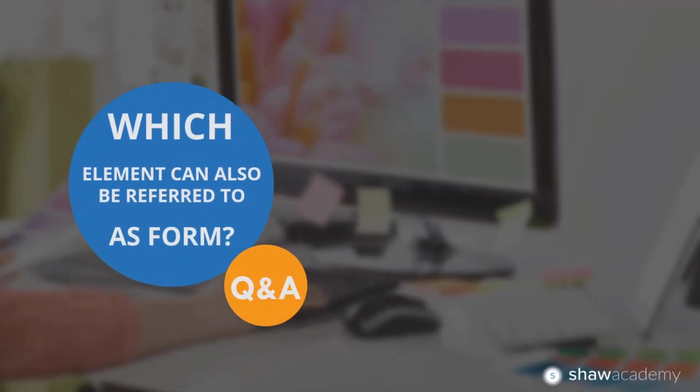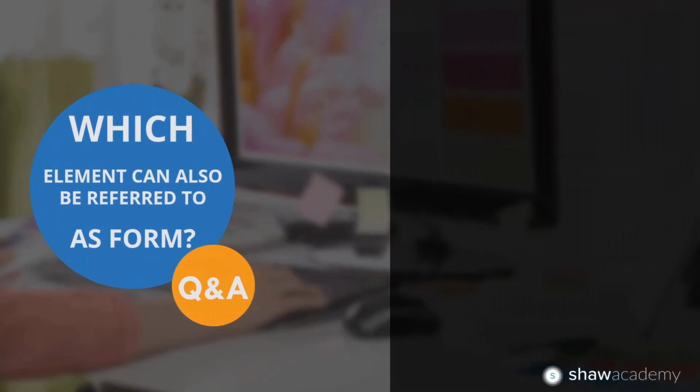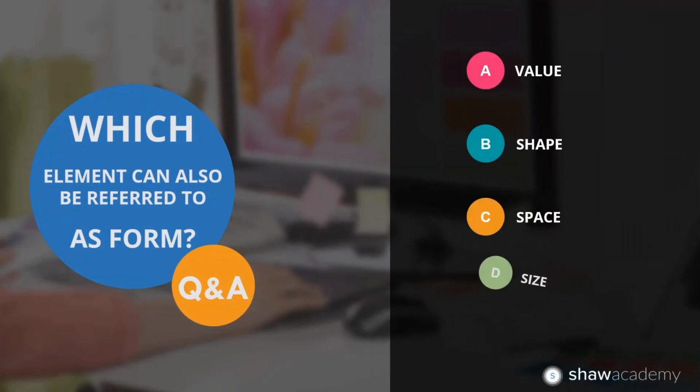Is everybody still with me? Let's do a quiz to see how well you understand the elements of design so far. Which element can also be referred to as form? Is it value, shape, space, or size? You can simply type A, B, C, or D into Morpheus's text box. You're also welcome to look at your notes if you made any.